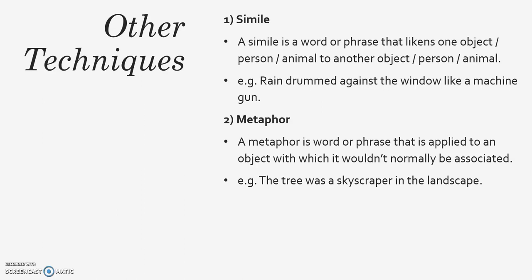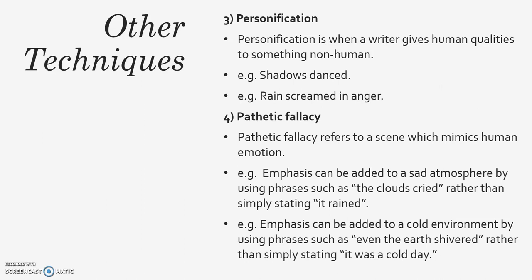Next, metaphor. A metaphor is a word or phrase that is applied to an object with which it wouldn't normally be associated. For example, this tree was a skyscraper in the landscape. Personification. This takes place when a writer gives human qualities to something non-human. Shadows danced, or rain screamed in anger. Pathetic fallacy. This refers to a scene which mimics human emotions.